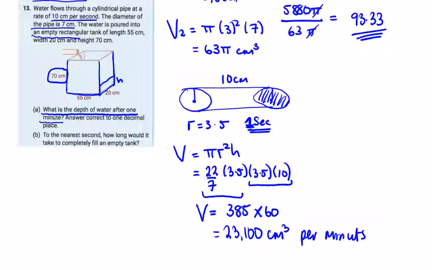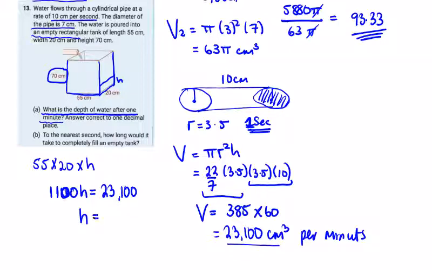So we imagine that 55 by 20 by H, the height, we're going to get 1100 H is equal to the volume of water, and this is after 1 minute. We just said that there's 23,100 is the volume inside the tank, so H is equal to 23,100 divided by 1,100. That gives me exactly 21 centimeters. So it'll be 21 centimeters high after 1 minute.